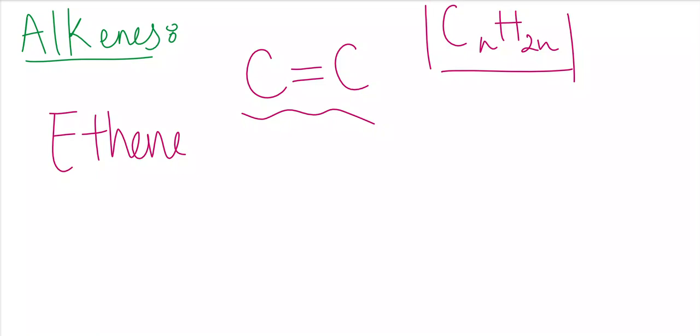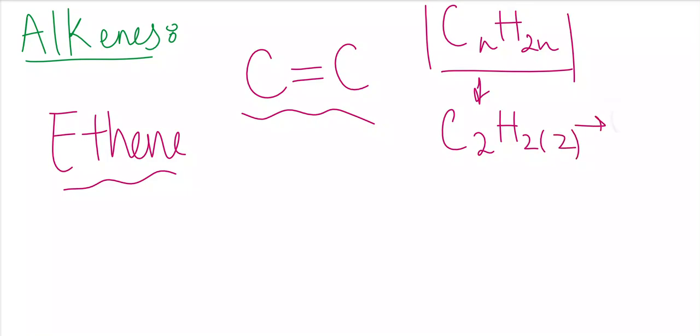I will also show you here the diagram of the bonding in ethene and the structure of this one. If we talk about the formula, this member of the alkenes starts with ethene. It contains 2 carbon atoms, so you have to place the 2 in place of the n like this, and then 2 times 2.